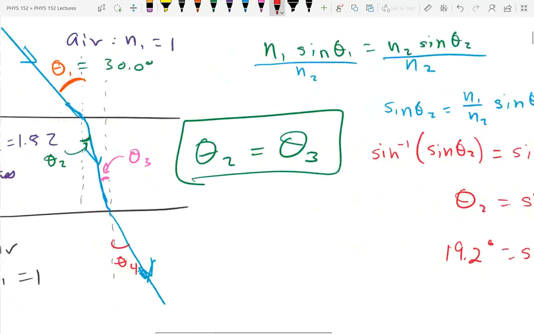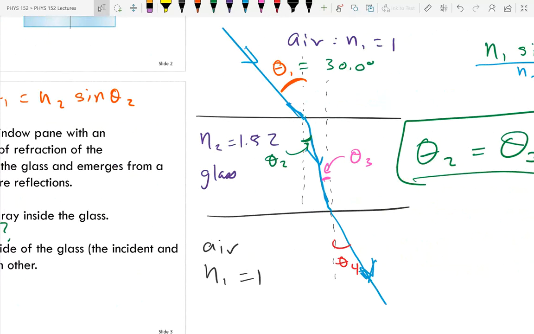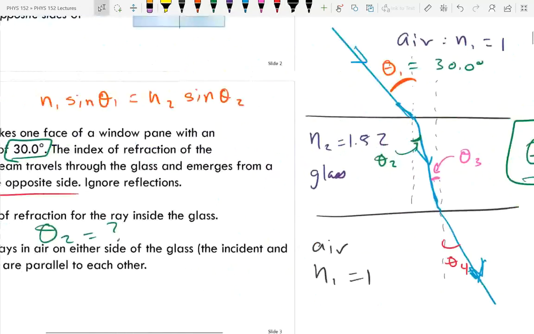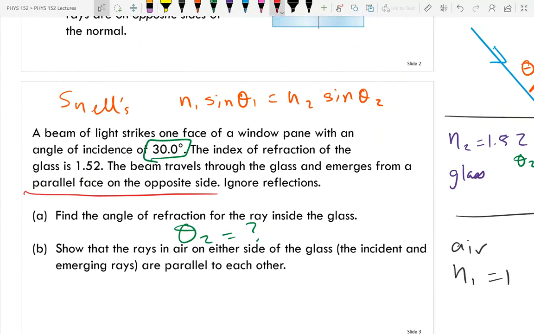Okay, 19.2 degrees. So we have theta 2 is 19.2, which means theta 3 is 19.2. Now we can check what Alex said at the beginning. Did it actually bend toward the normal? Yes or no? Yes, it did, because it has a smaller angle of refraction than its angle of incidence.